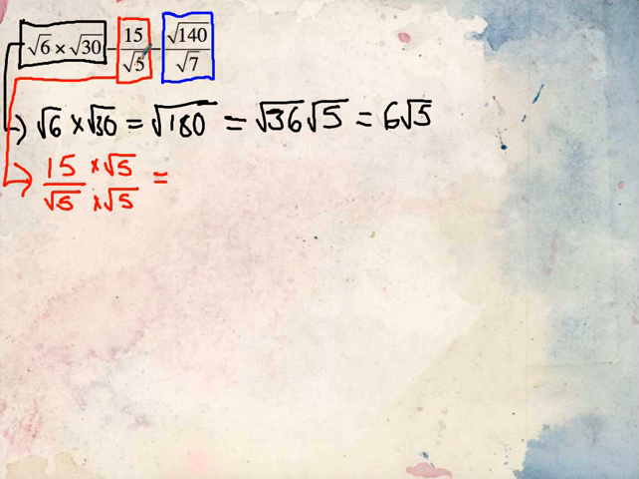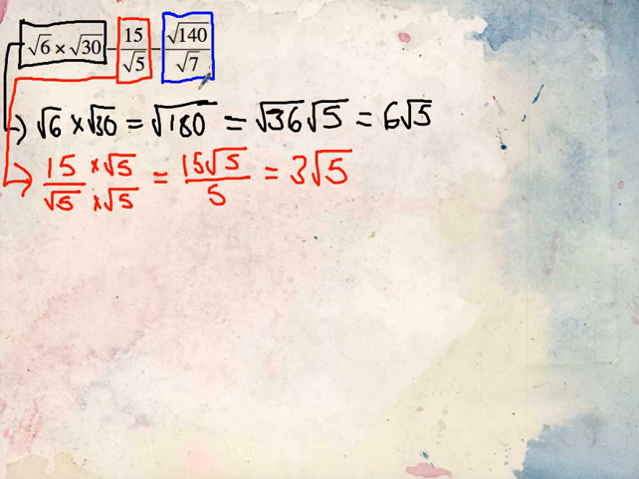Generally speaking, if we've got a root on the denominator, what we want to do is rationalise. So I get 15 times root 5 over root 5 times root 5, which is 5. And then I can divide top and bottom. Let's start that expression again and make it a little bit clearer. We should have 15 root 5 over 5. Dividing top and bottom by 5, I get 3 root 5.